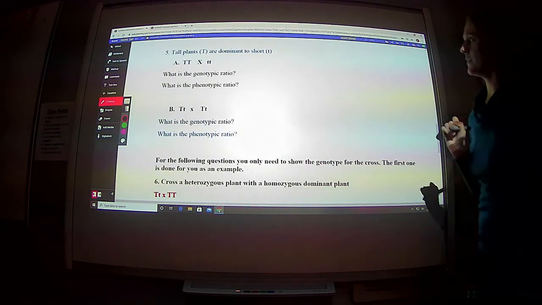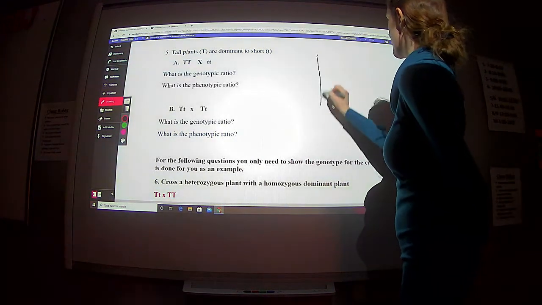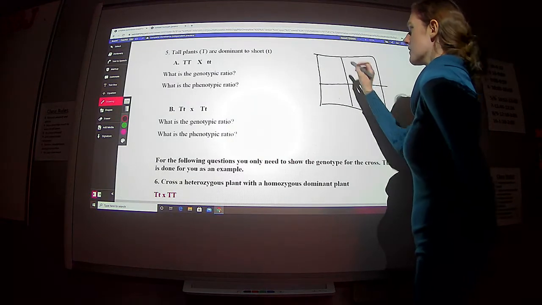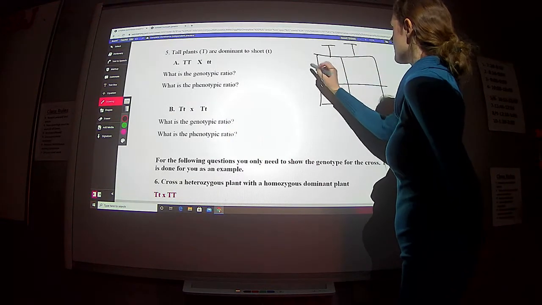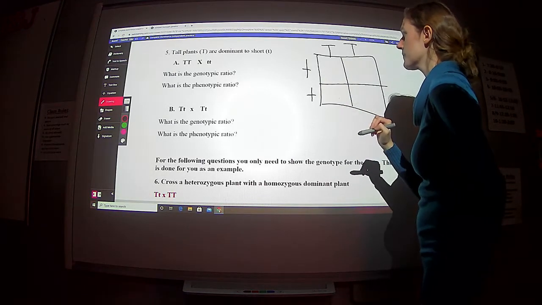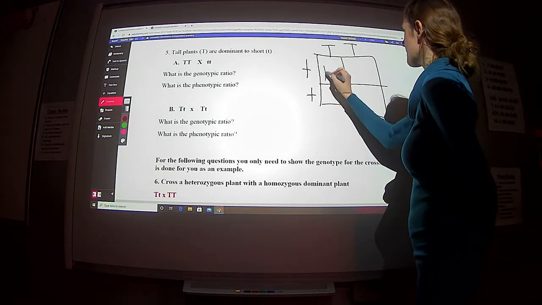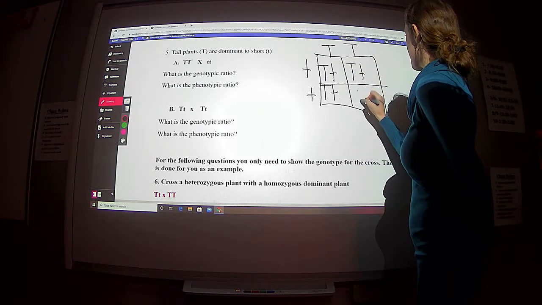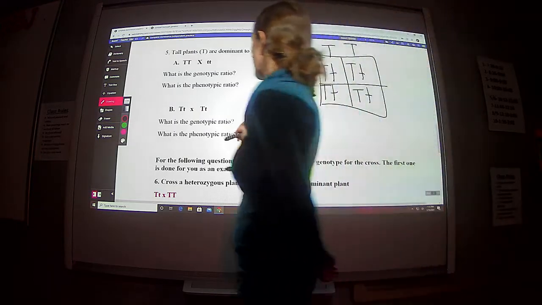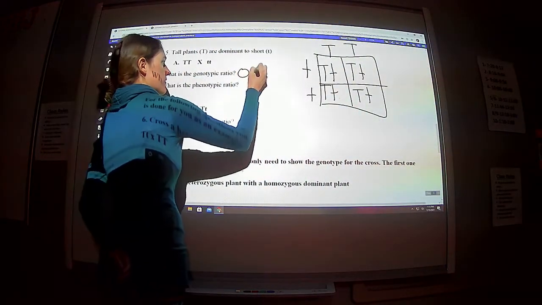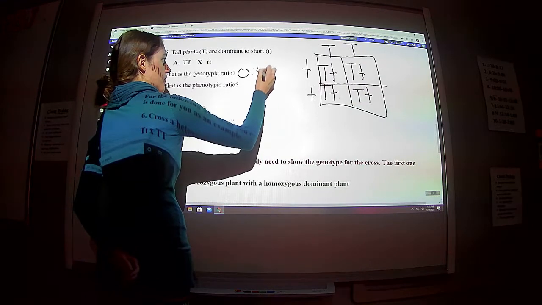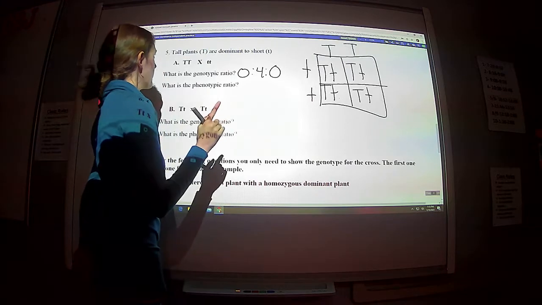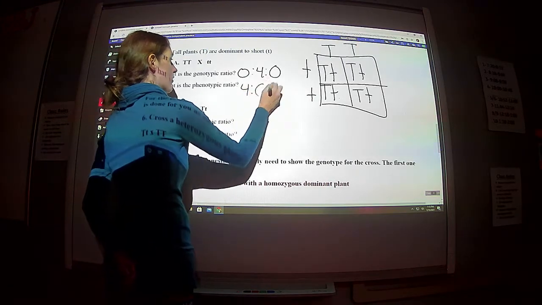And now we're going to do tall plants are dominant to short plants. So we're switching it up a little bit here. Homozygous dominant is first. I have none of those. Heterozygous, all 4, no recessives. Phenotypic ratio, as long as it has 1 capital T, it's going to be tall. So that is 4 to 0.